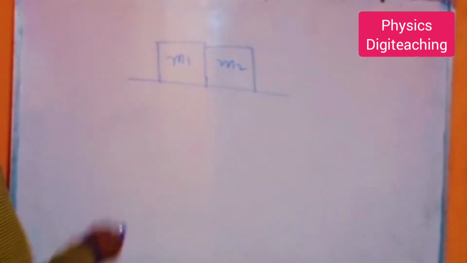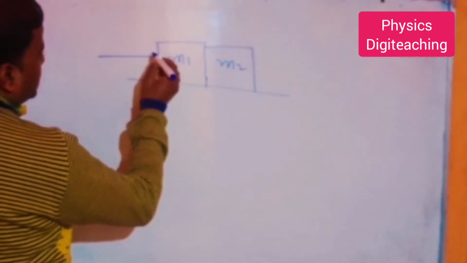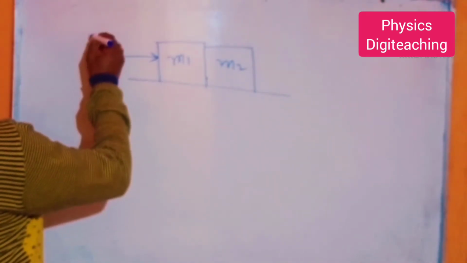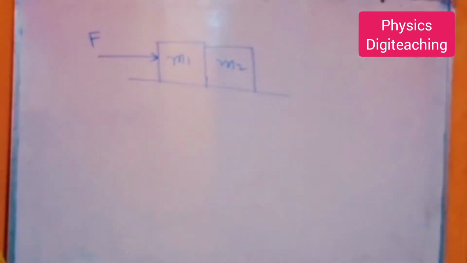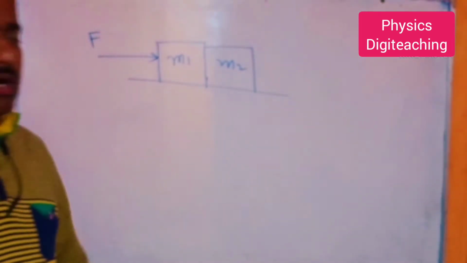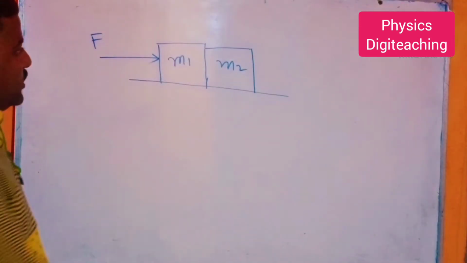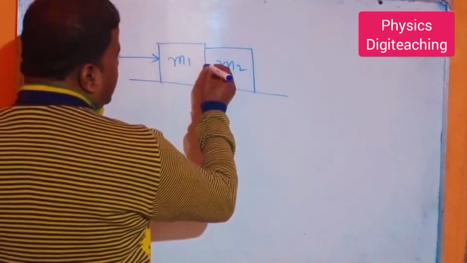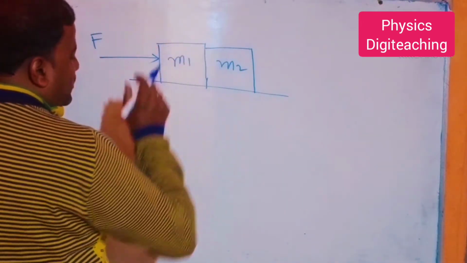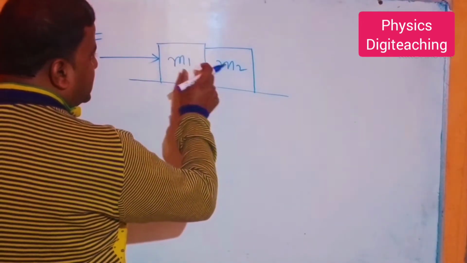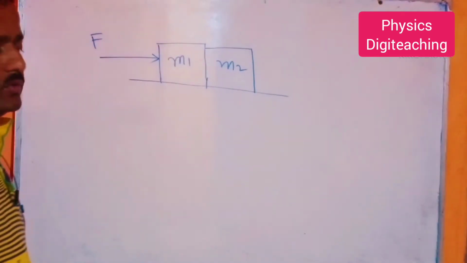Now we push the mass m1 with a force F. We have to find the acceleration of the system, and also the reaction or contact force between the two masses m1 and m2.